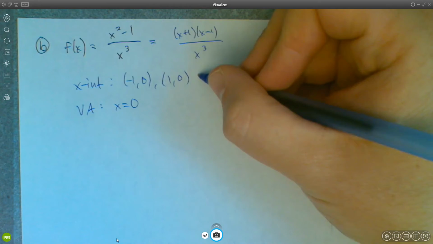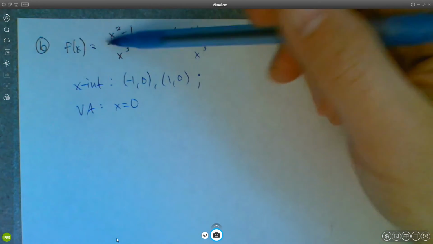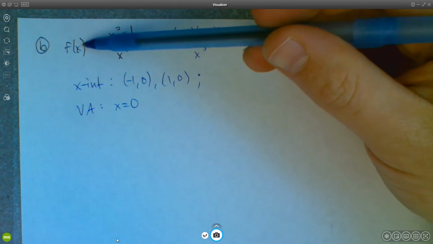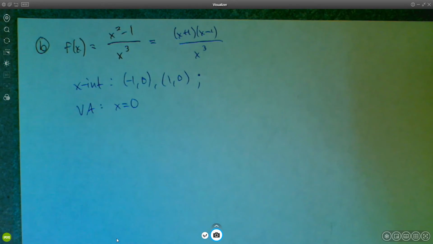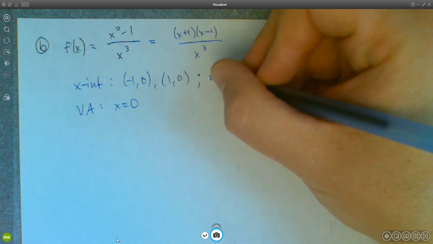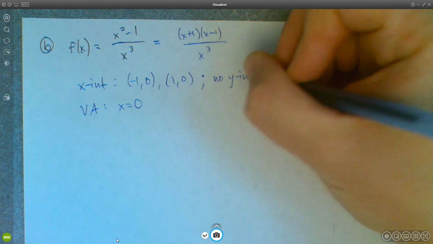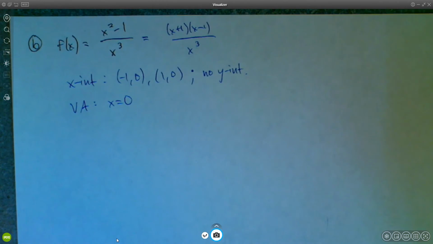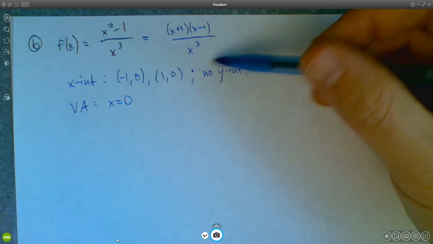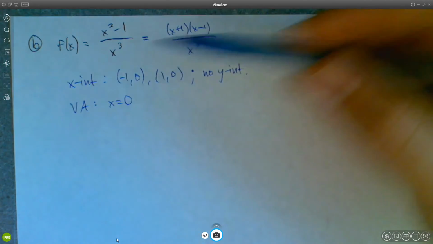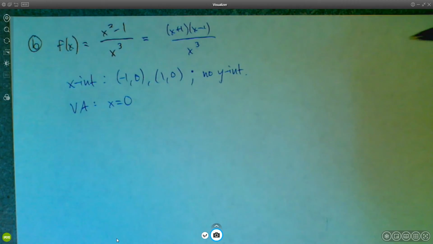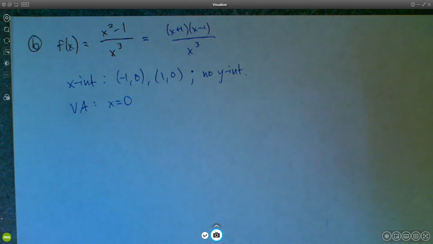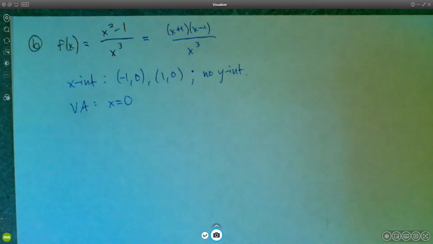As far as y-intercepts are concerned, now this is interesting. I don't have any y-intercepts, right? Because if I plug in 0 for x, then I just get 0 over 0, which is undefined. So I've got no y-intercept. Okay, so that's very interesting. Well, and actually another way to tell that you have no y-intercept is that you've got a vertical asymptote at 0, right? So how could you have a y-intercept? Functions can't cross vertical asymptotes.